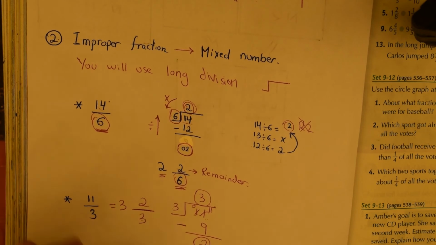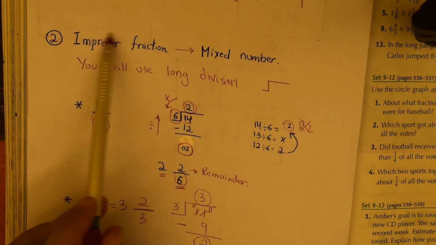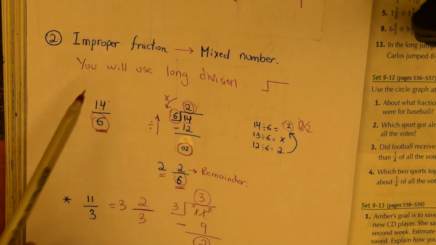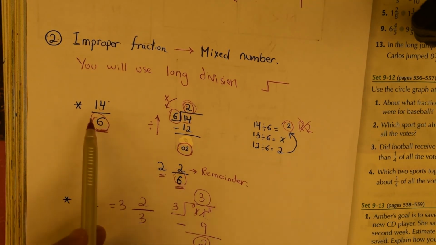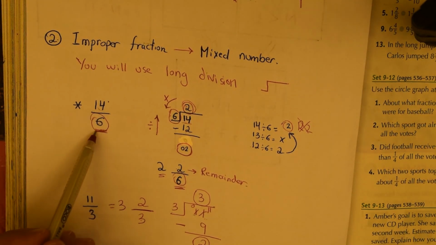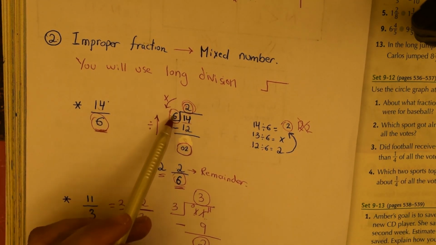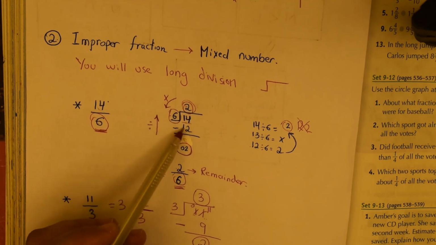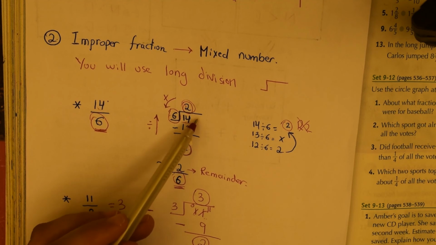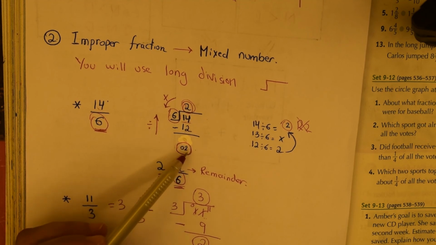Now for number 2, how can I find the mixed number if I'm given the improper fraction? In this case, if I'm given the improper fraction, I will use long division. So I have 14 and 6. I will divide 14 divided by 6 equals 2. 2 times 6 equals 12. Subtract the numbers, then you will have 2. There are no numbers to take down, then you are done.